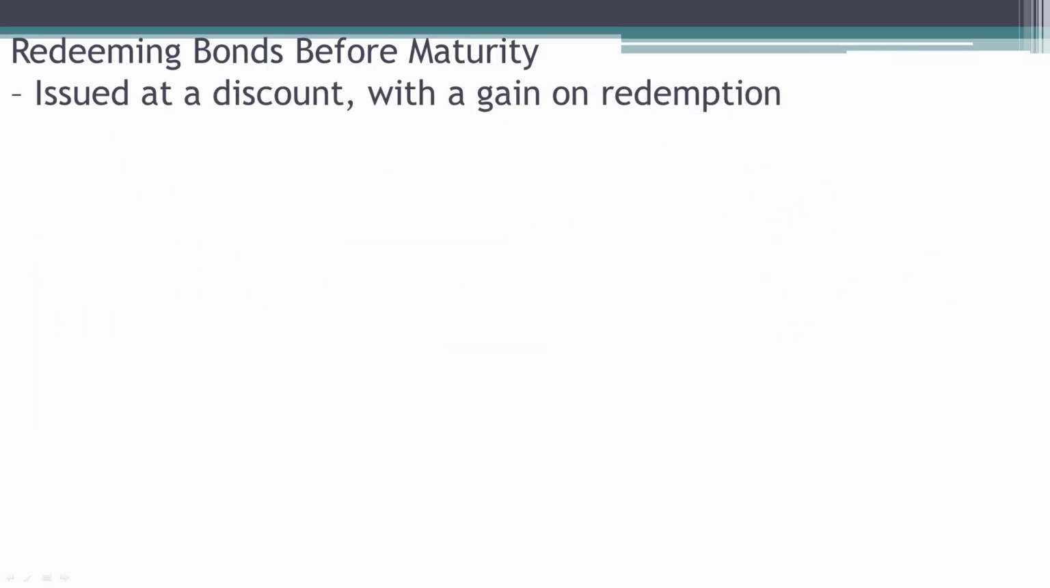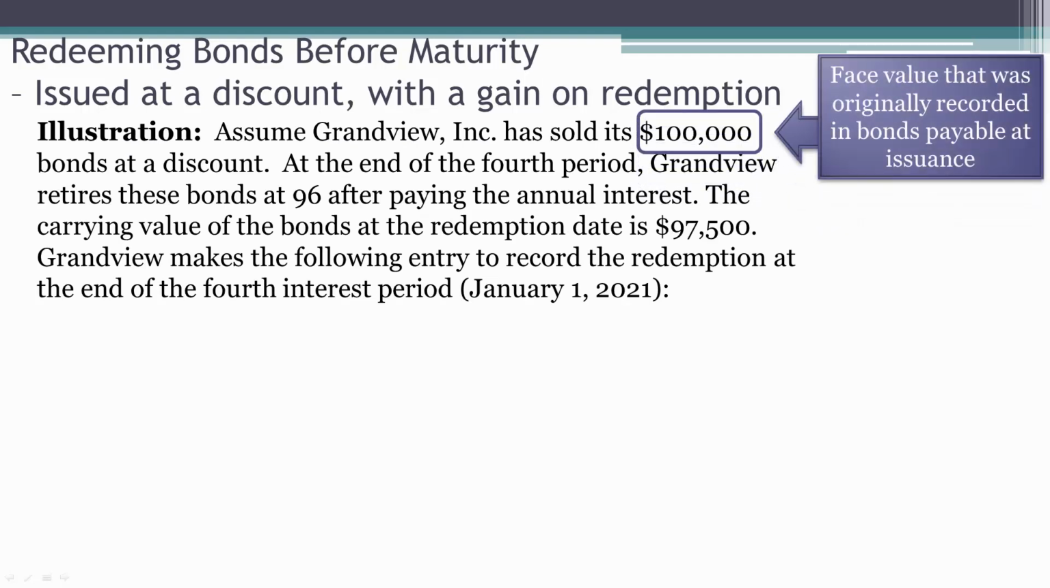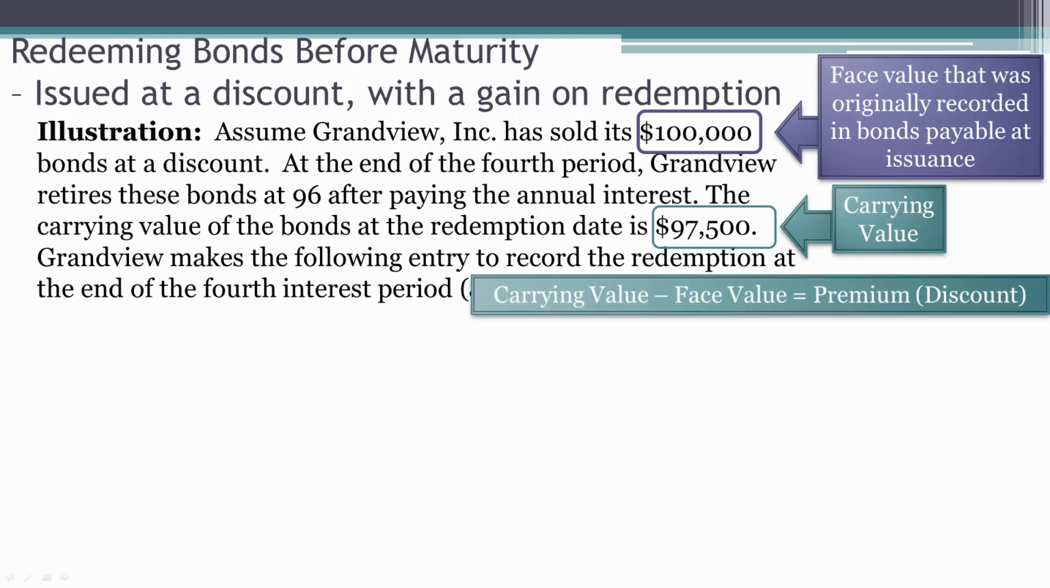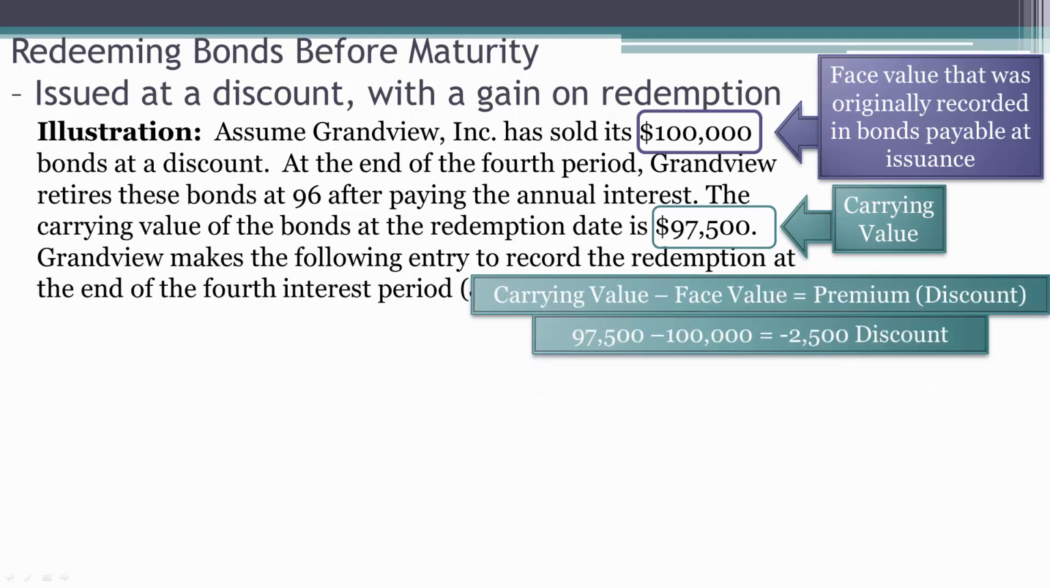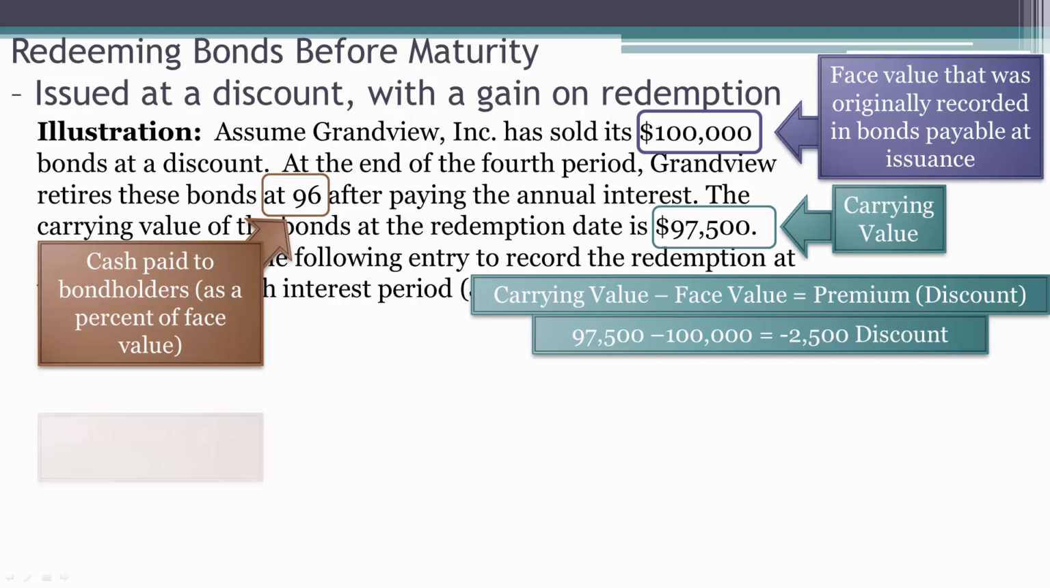And now let's look at our last example where the bond is issued at a discount but with a gain on the redemption. So again, we have our $100,000 face value, and now our carrying value is $97,500. So we can calculate by comparing our carrying value minus face value that there's a $2,500 discount outstanding on this bond at the time of redemption. The problem tells us they retired them at 96, which means they retired them at 96% of face value, which is only $96,000.